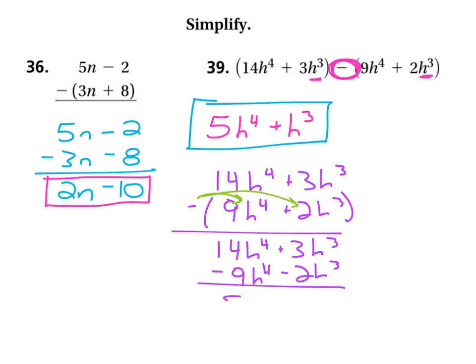Now if you just dealt with the numbers straight away, you get 14 minus 9 is 5h to the fourth, and 3 minus 2 is 1, or just h cubed. And that's what we have above.